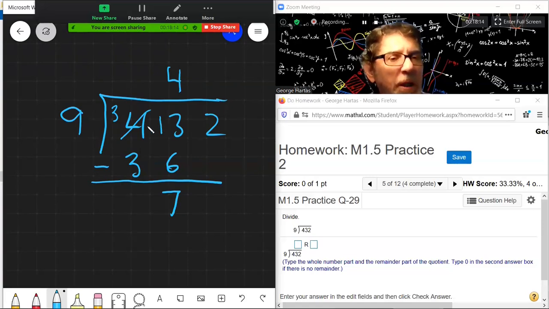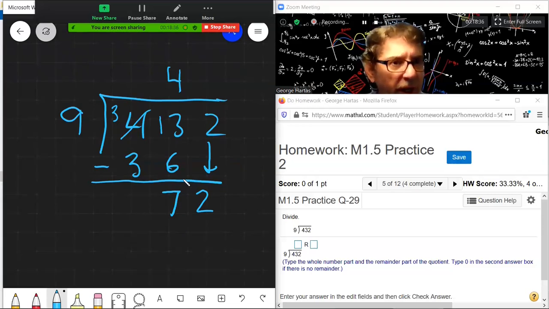Okay, so step 4, and we said it's to bring down the next number. So bring down the next number. So now this turns into a 72. We finished all 4 steps. What do we do? We go right back to the top again, right? Step 1, which is divide.